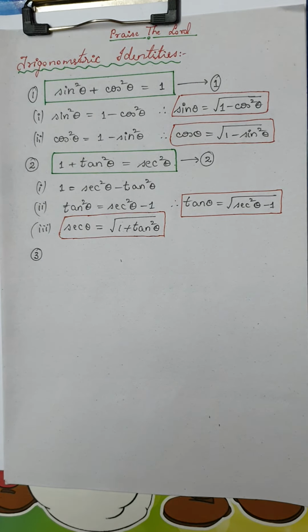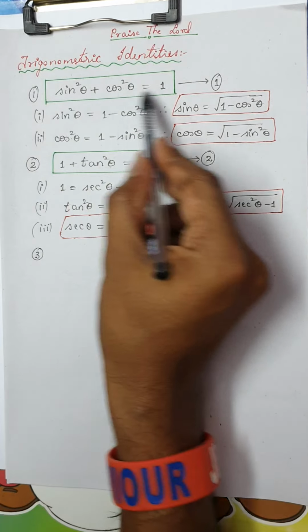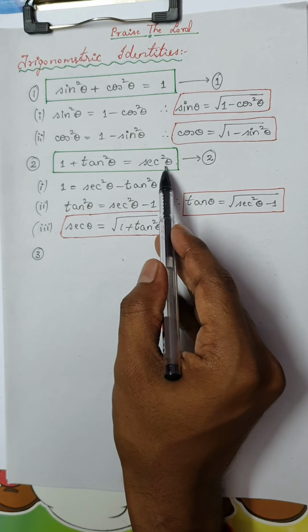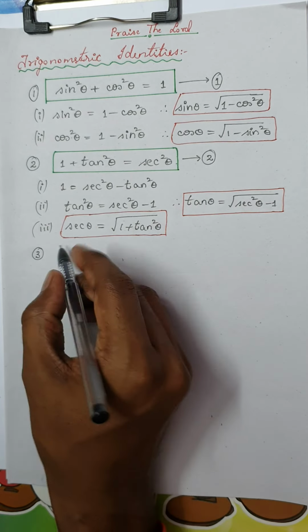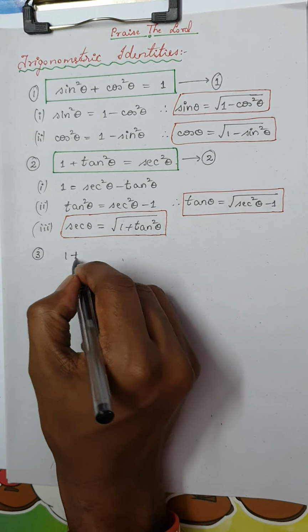You don't have 10 or 20, only 3 identities. One is sin square plus cos square is 1. Second one is 1 plus tan square theta is equal to secant square theta. Third one is similar to the second one.